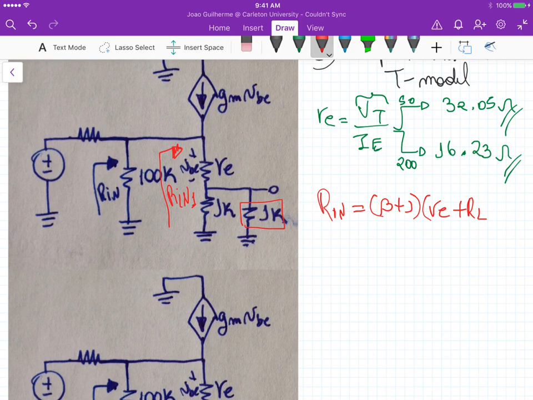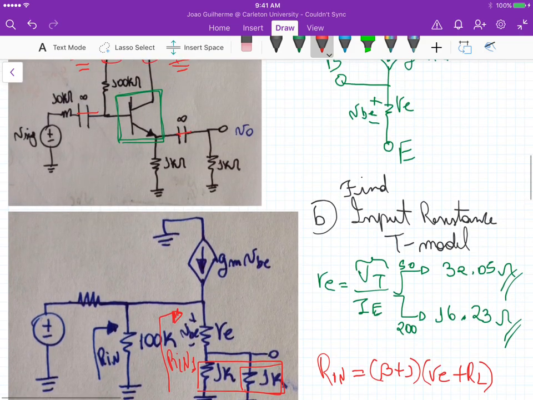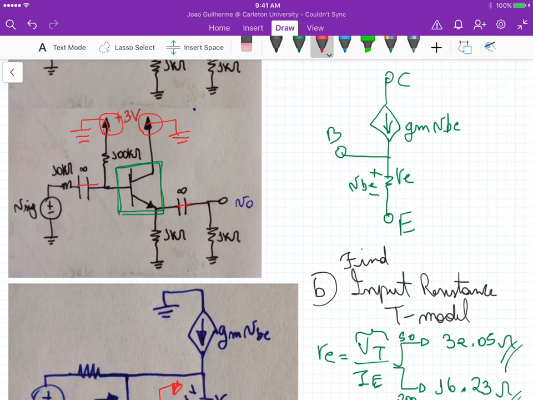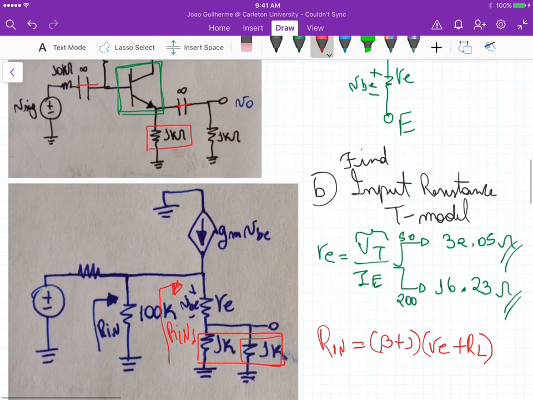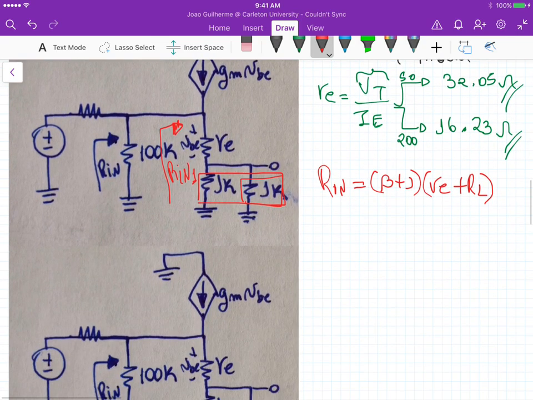usually the emitter is grounded. But in our case, it's not the case. So our load is actually this entire thing here, which is the parallel between 1K and the emitter resistance. So if we look here, this 1K is not grounded, right? So we have the parallel between those two Ks. So this is R in 1.